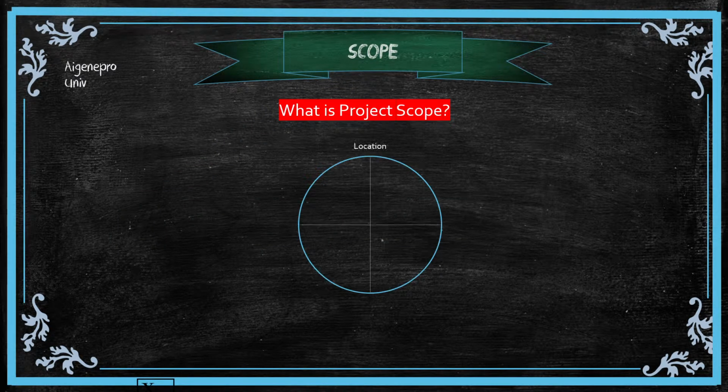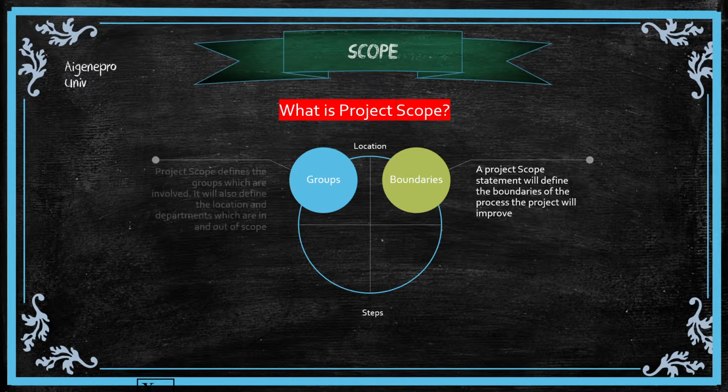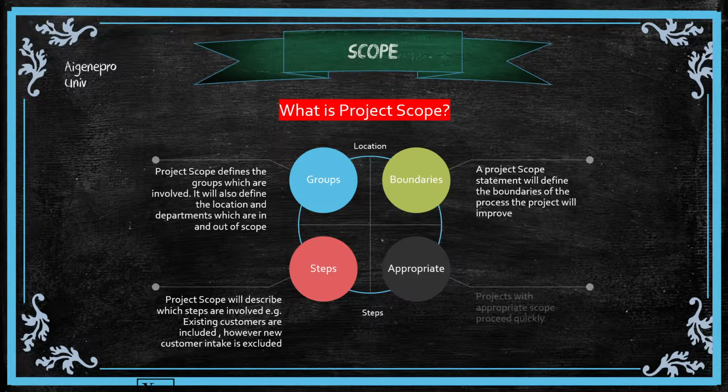What is a project scope? A project scope statement will define the boundaries of the process the project will improve. It will also define the groups which are involved, and the departments which are in, or out of scope. A project scope will describe which steps are involved. For example, existing customers are included, however, new customer intake is excluded. We have to ensure that the project scope is appropriate. Projects with appropriate scope proceed quickly.